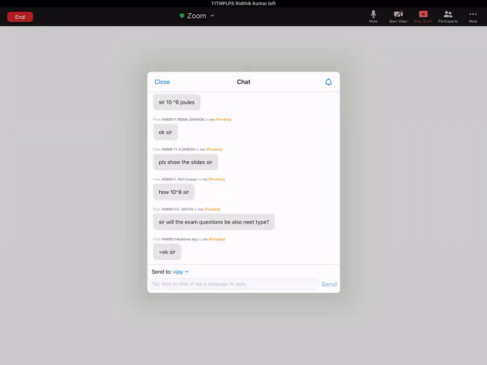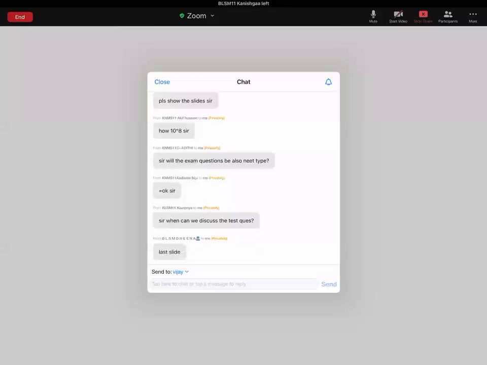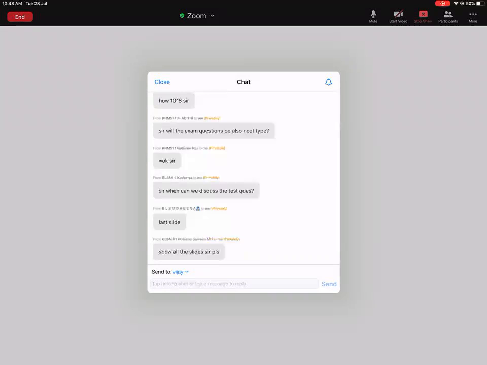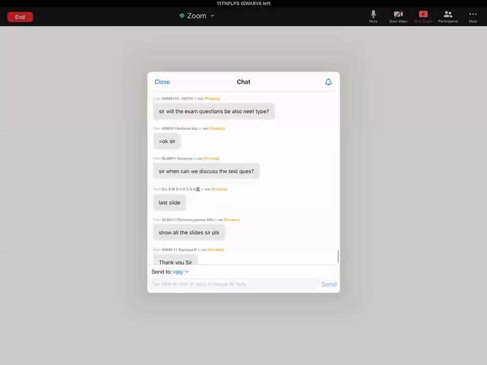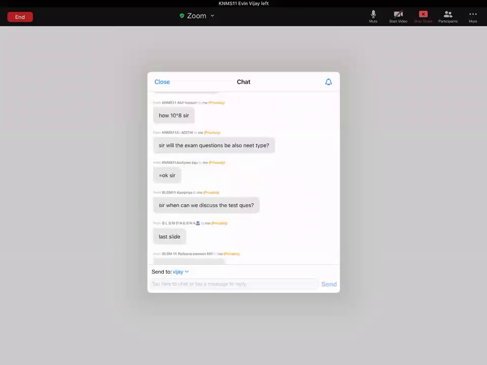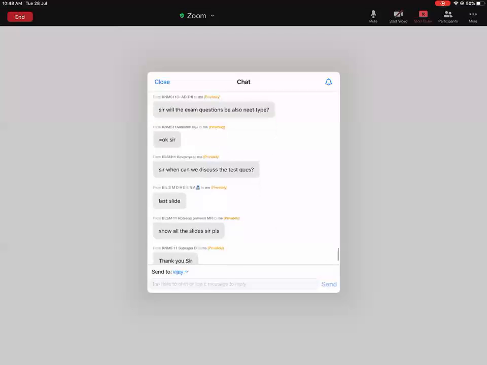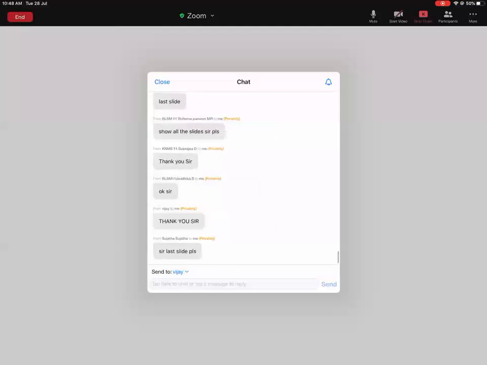Aditi, what do you mean by will the exam questions be also NEET type? You mean to say what we are doing is not NEET type? I don't understand what you are trying to ask. So you guys know more about what the NEET question is going to be than your teachers. Then I don't understand in what context you are saying. Tomorrow's class, we will be discussing the test questions.